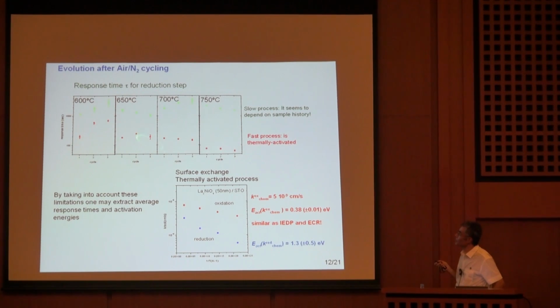But still, at high temperatures, we are able to extract information about the fast oxidation process. And it was very surprising that the values we obtain from this method are exactly the same as those we obtain by isotopic exchange. So we trust very much that we are doing things properly, and the activation energy also surprisingly comes to exactly the same values as from isotopic exchange, at least for the oxidation step.